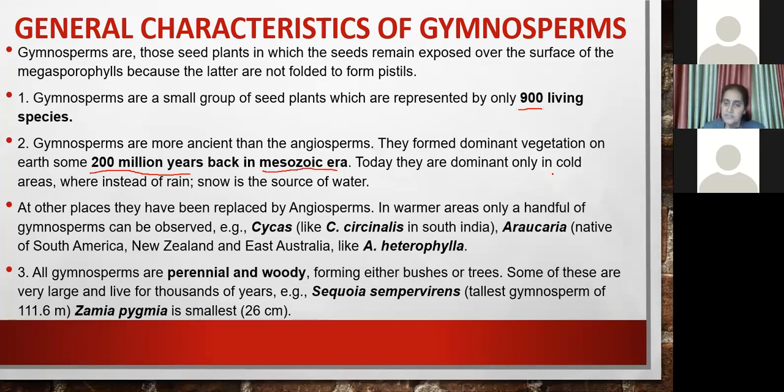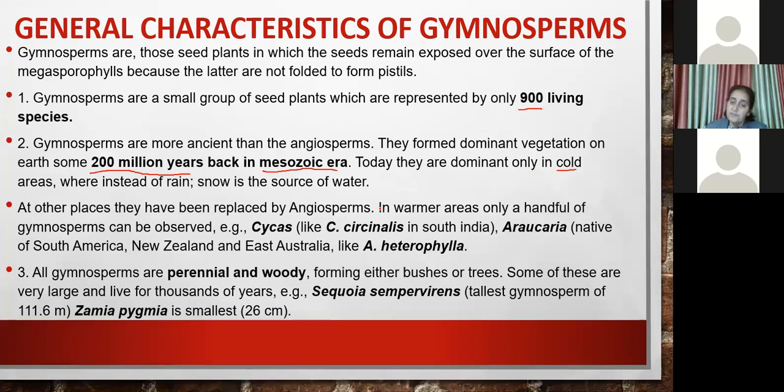Today they are dominant only in some areas, in cold areas, where instead of rain, snow is the source of water. इनको हम कहते हैं dry snow condition और dry deserts, या snow deserts जहाँ पर ये होते हैं. तो ये atmosphere से moisture लेते हैं और पानी तभी इनको मिलता है जब snowfall अच्छी होती है और that is converted into water gradually. At other places they have been replaced by angiosperms. तो cold areas में present हैं, पहली बात.